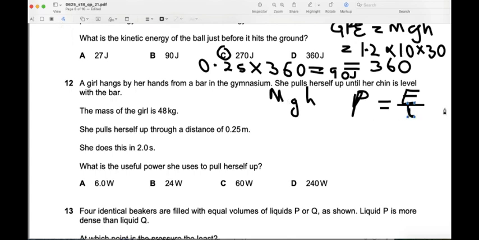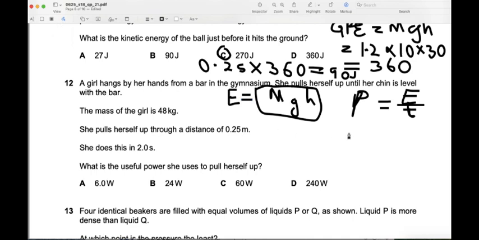Power is energy over time. So we have to calculate the energy. Energy in this case is gravitational potential energy, which will be calculated with mgh. This is what we will use to calculate our energy. We have to calculate the energy first before we can calculate the power.